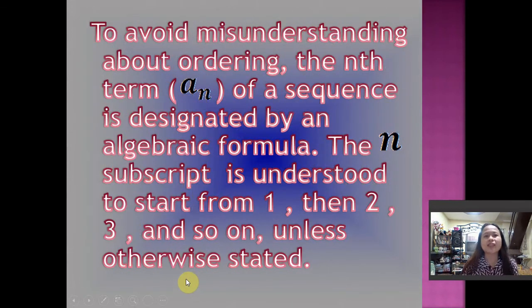Okay. To avoid misunderstanding about ordering, the nth term, or a sub n, which will be read as nth term, of a sequence is designated by an algebraic formula. The n subscript is understood to start from 1, then 2, and 3, and so on, unless otherwise stated.